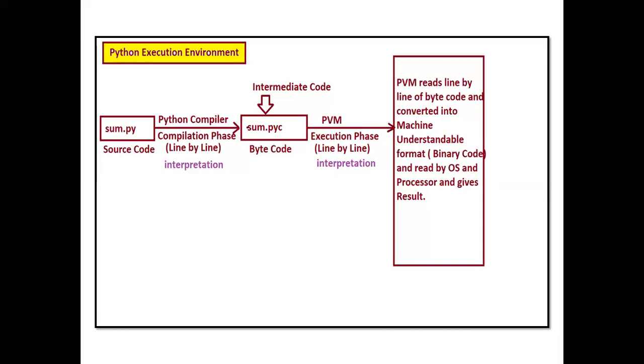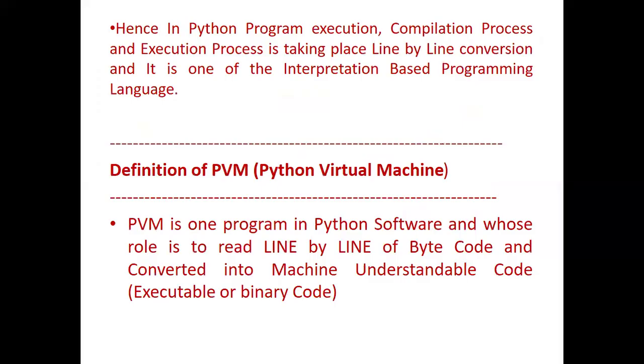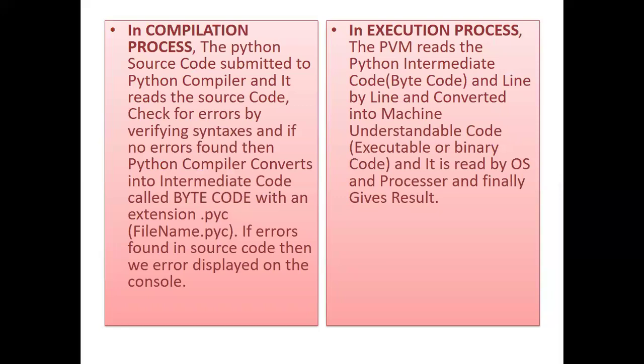Then what does the execution process do? PVM reads the byte code line by line and converts it into the machine understandable format, that is binary code, right? It processes and gives the result in the form of the language which the end user will understand. Let's go ahead and now understand this.